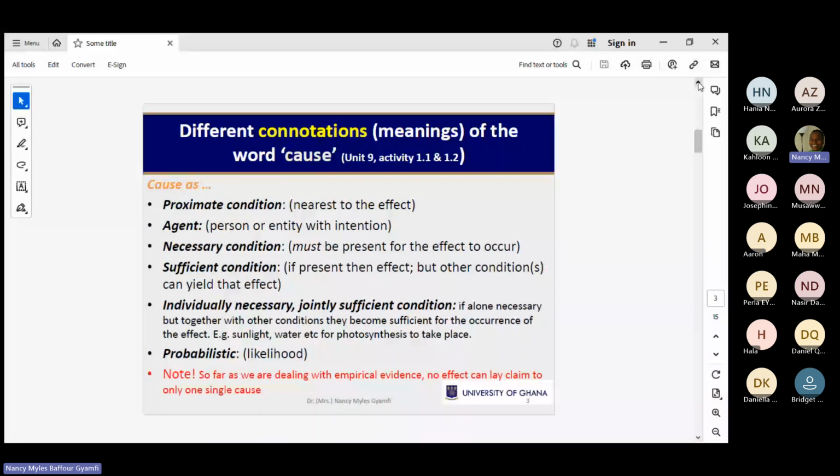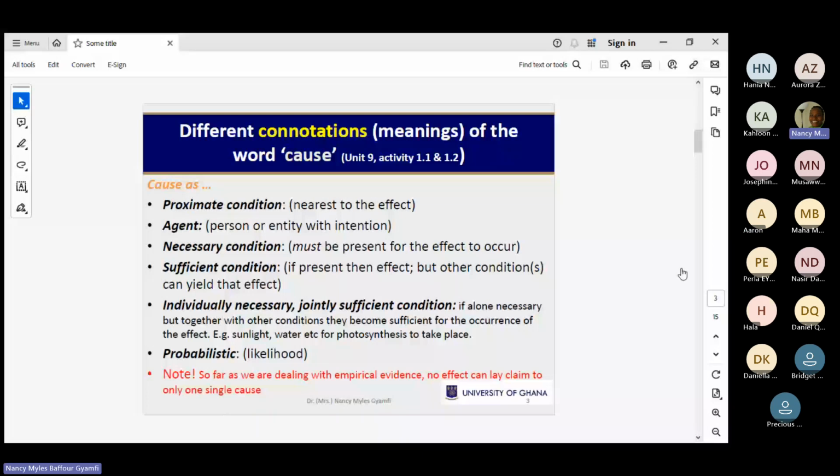If you look on my screen currently, what is highlighted in red tells you, note that so far as we are dealing with empirical matters, if the thing has to do with evidence that is empirical, observation based, which is what you do, no effect can lay claim to only one single cause. Okay, but it's in your slide, so look at it closely. Whenever one thing happens, oftentimes there is a multiplicity of causes, and we want you to be minded that ultimately you may blame one of them because it is outspoken, but it is always a chain of events.